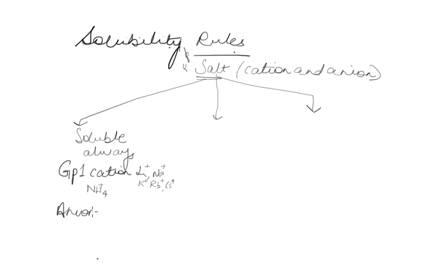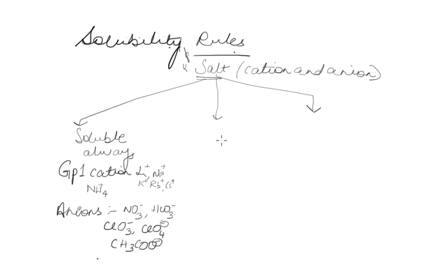As far as anions go, if it is a nitrate, NO3 negative, if it is a bicarbonate, HCO3 negative, if it is a chlorate, ClO3 negative, if it is a perchlorate, ClO4 negative, and last but not the least, if it is an acetate. Those are sure shot, they will have to be completely soluble salts.